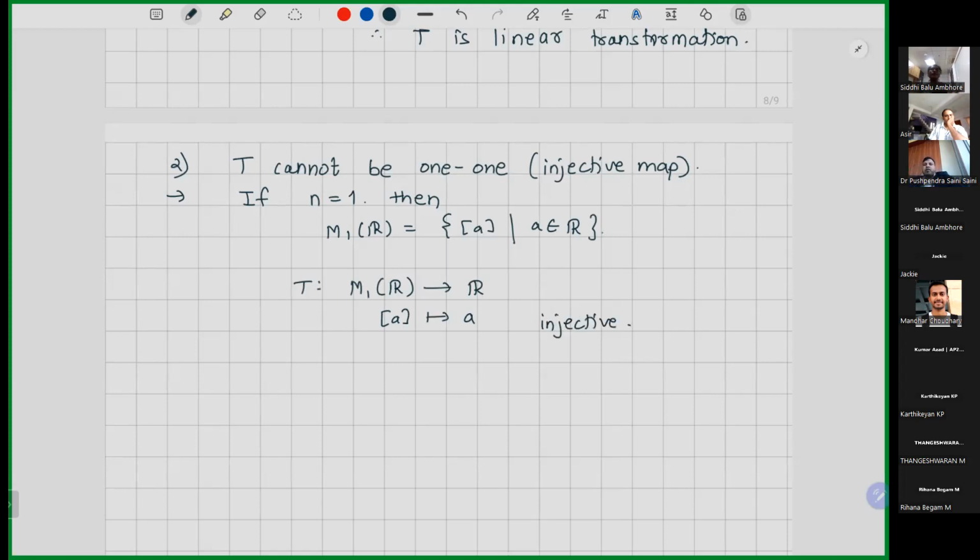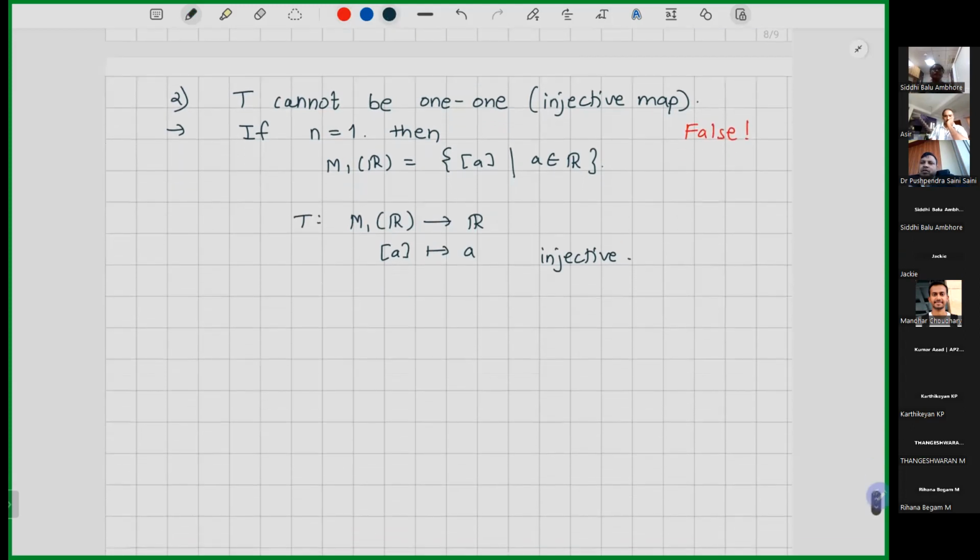They are saying T cannot be 1-1, can never be 1-1. But we have a case where this is 1-1, so this is false. We got an example where T is 1-1. Any doubts here? For n greater than 1, this will definitely not be injective.